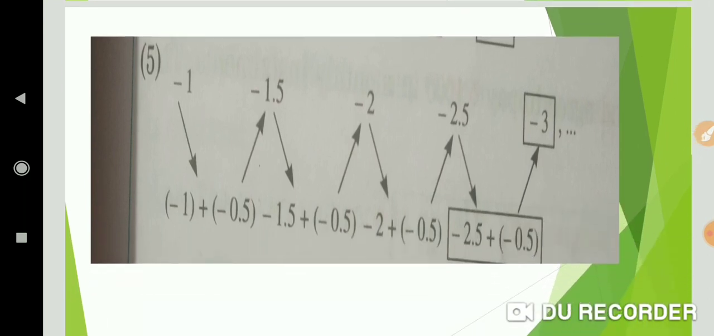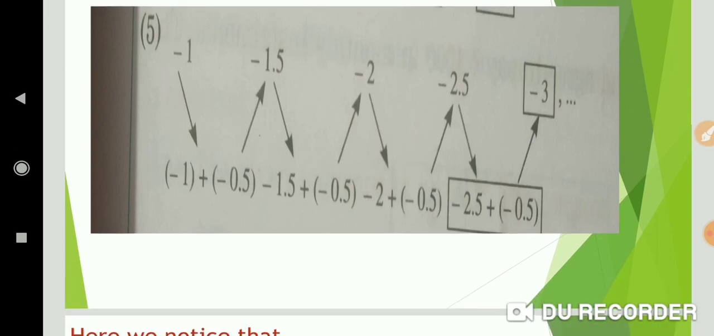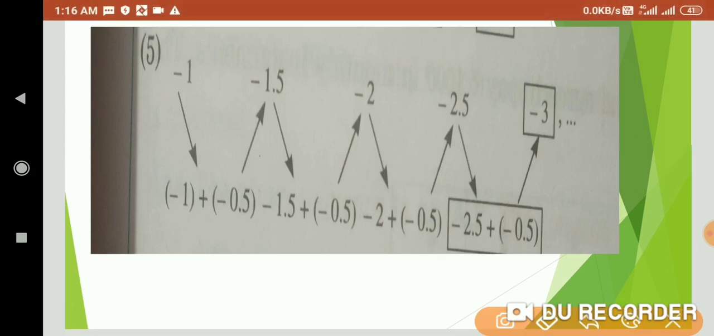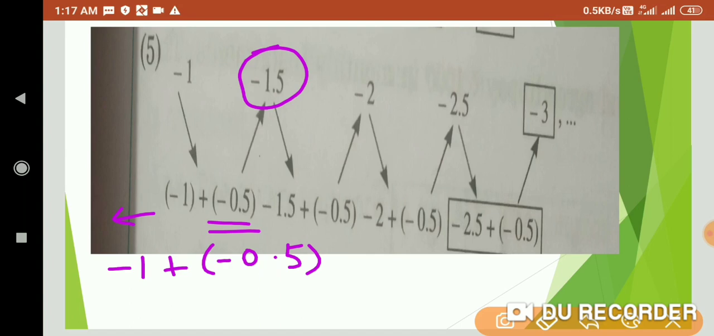Now see another example. The numbers are -1, -1.5, -2, -2.5 and -3. Now see here, by adding -0.5, we get the next number. Okay, see here, minus 1 is the previous number, and in this previous number, that means in minus 1, if we add minus 0.5, then we get minus 1.5. That means we get this next number.